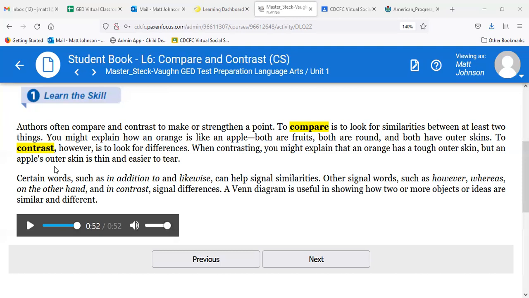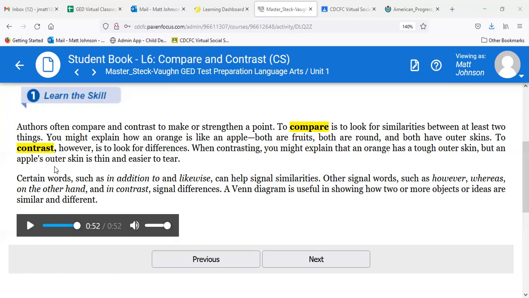Right. So comparing is explaining the similarities of several objects or 2 objects, and contrasting is showing the differences between at least 2 objects. It's real common, if you have a writing exercise, you'll see an instruction to compare and contrast apples and oranges. What are their similarities? And then contrasting is what are their differences. So yeah, they're both fruit. There's a similarity. That's a comparison.